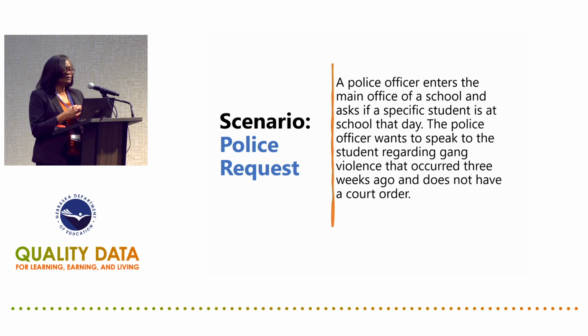A police officer enters the main office, and we went through this in the last session. He asks if a specific student is at school today. The police officer wants to speak to the student regarding gang violence that occurred 3 weeks ago and does not have a court order. Can you give him that information? I asked you 2 questions. Can you give him that information out of the education record? No. If you passed the student in the parking lot when you were parking your car and you saw him, can you tell him that? Yes, exactly right.